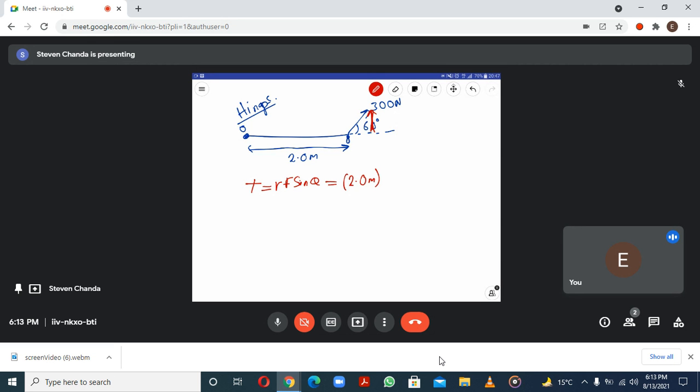Then our force is 300 newtons. Then our sine is going to be 60 degrees. Then we calculate our torque. So 300 then 60. So our value is going to be 520 Newton meter. Now the question to ask yourself, is it positive or negative?